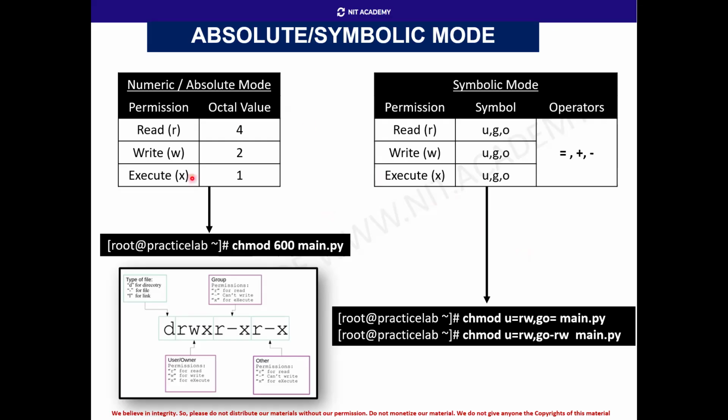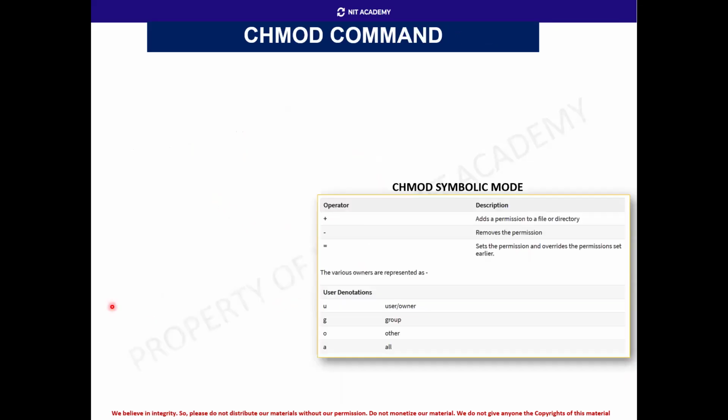Okay. So in numeric mode, you can type 600, or you can type chmod u equal to read write, which is 6, comma, group and others equal, nothing after that. So that's equal to 0, right? There is no value here. And you apply that to the main.py. So there are two ways to run this, and we will look at both of these ways. Let's keep on going.